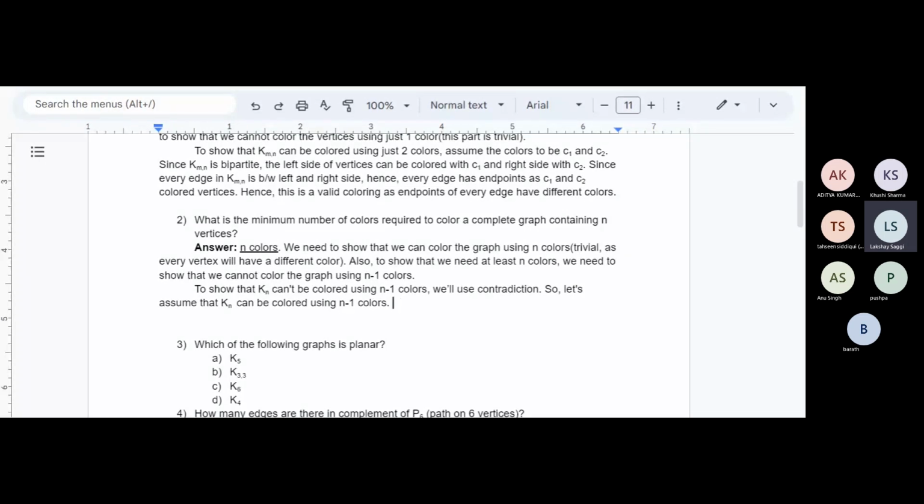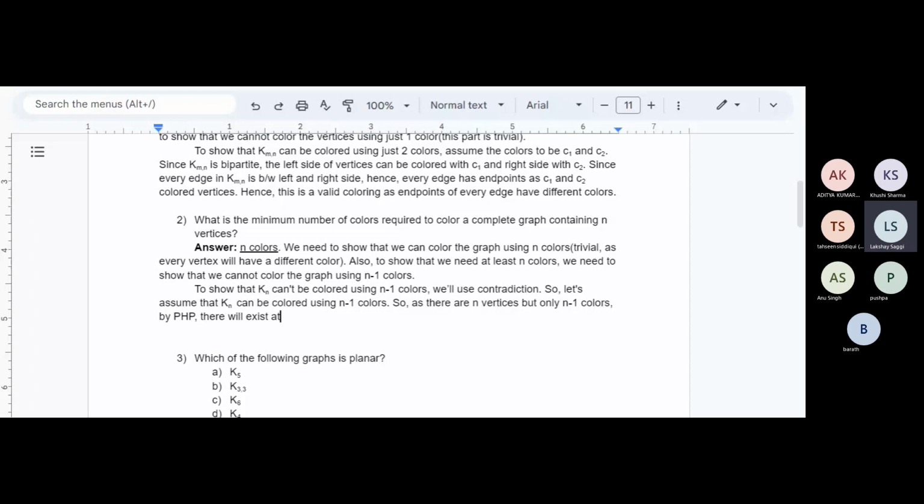So if Kn can be colored using n minus 1 colors, now you guys have already studied the pigeonhole principle, right? So what do we have? There will be a similar sort of pigeonhole principle argument required here also. I'll just say it out loud. As we have n vertices in the graph, but only n minus 1 colors, since we have assumed that we can color using n minus 1 colors only, by the pigeonhole principle, there will exist a color which will be given to two vertices.